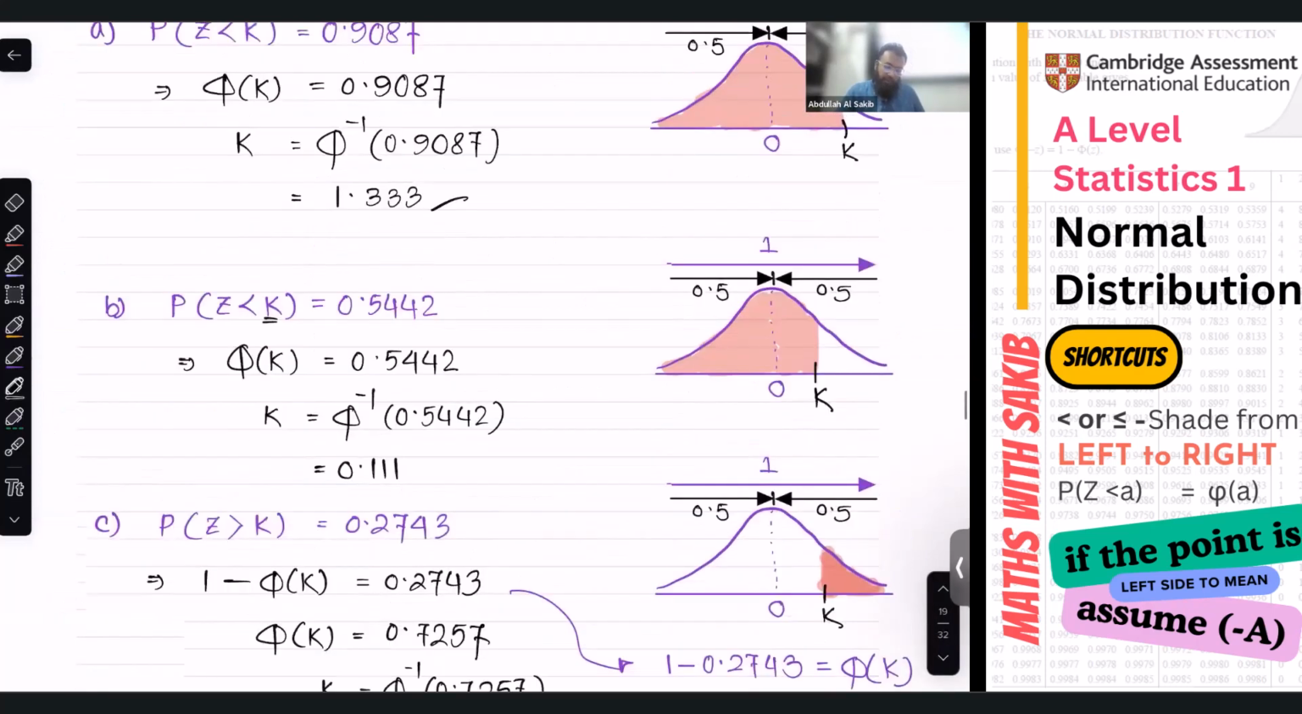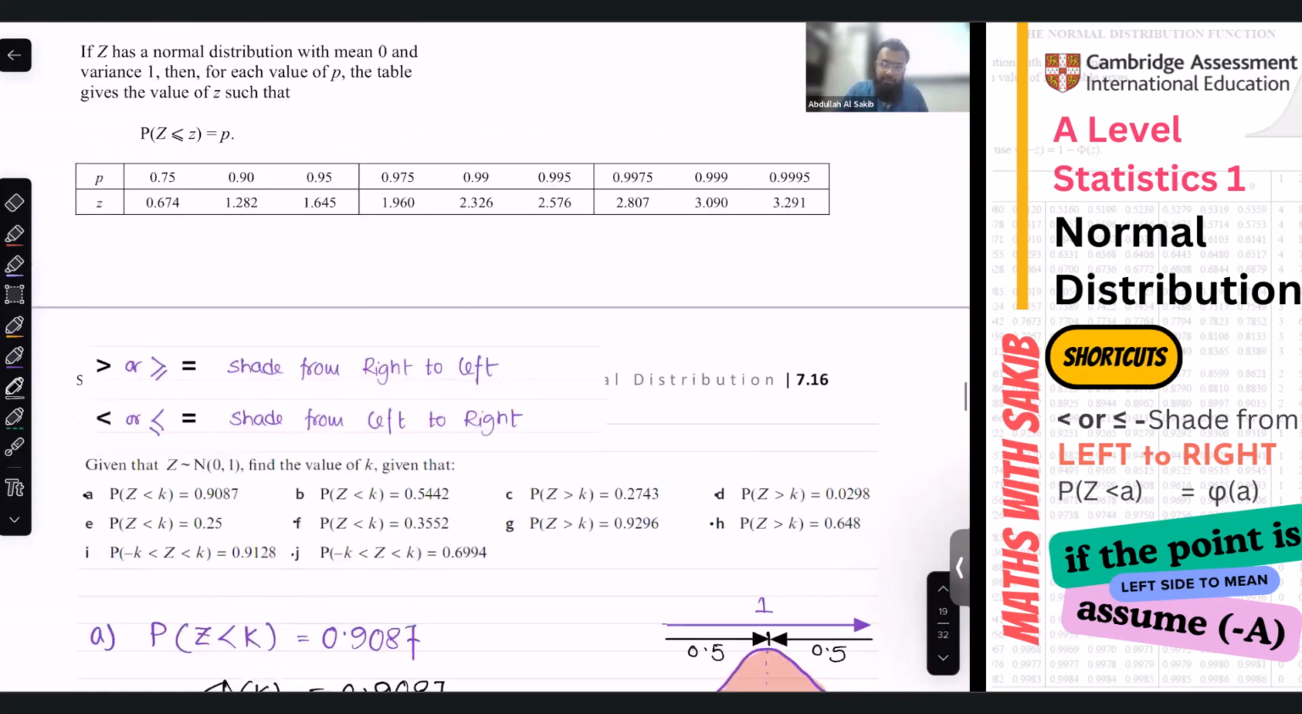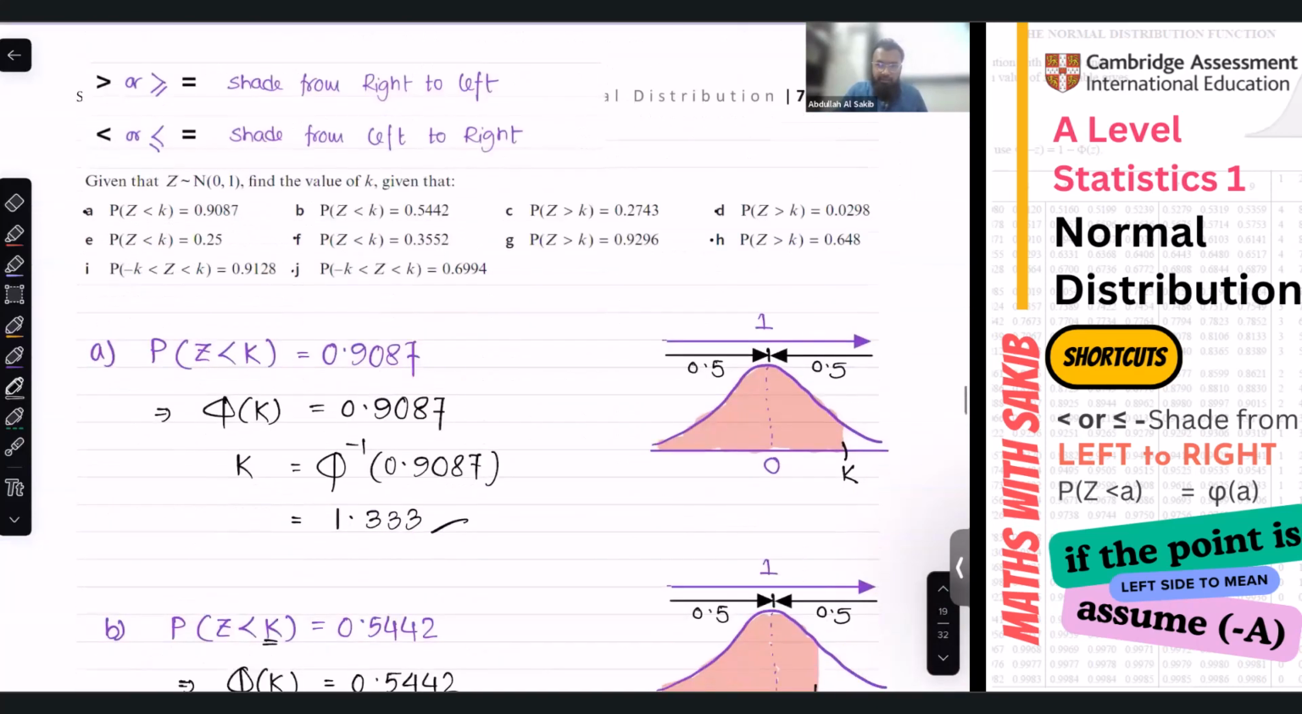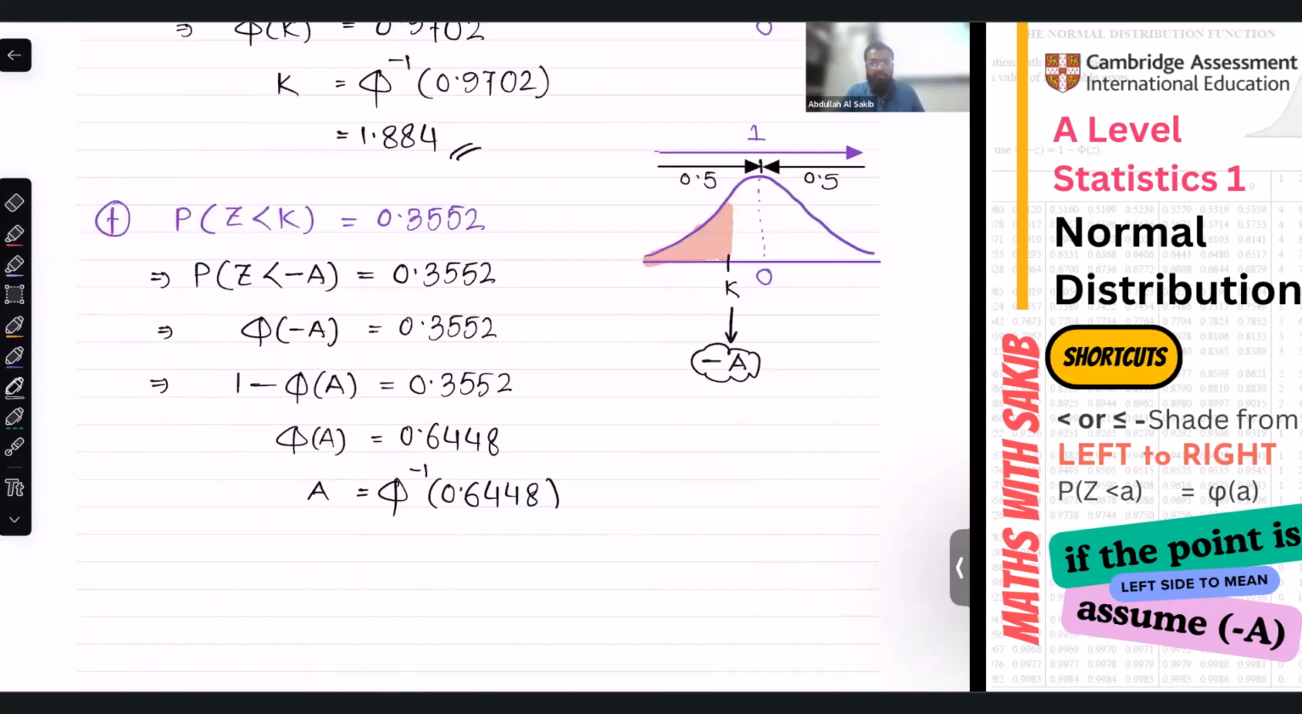0.6448. The online student, are you getting that? Is it okay, Baba? Atik? Sudipto? Yes, sir. Yes, sir.